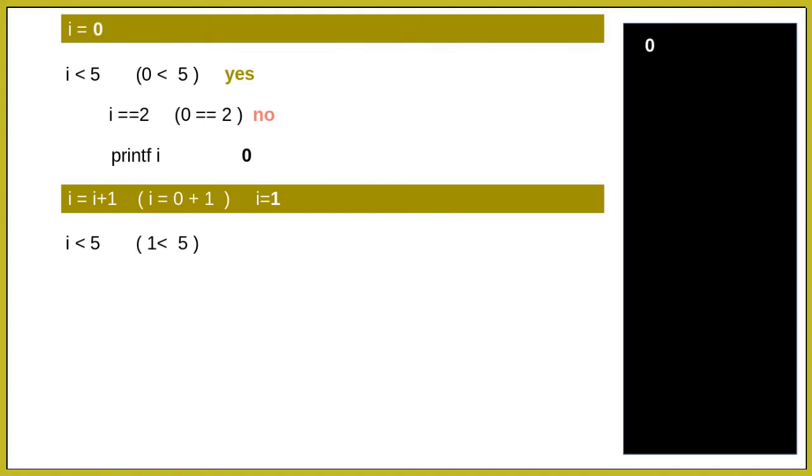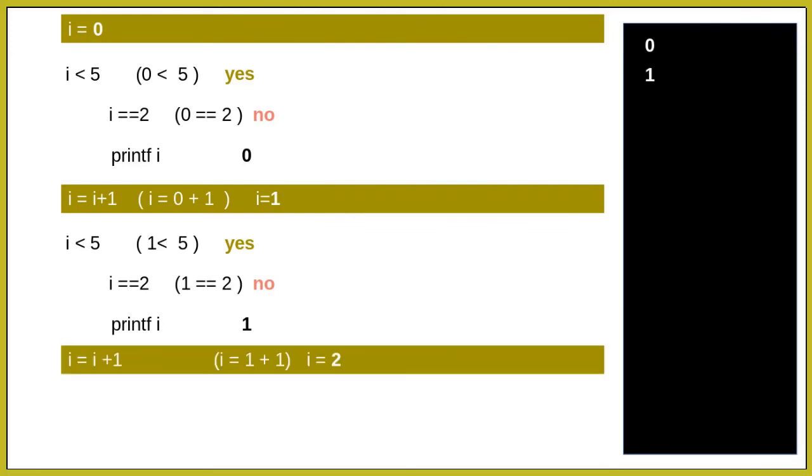It will test again if it's less than 5. It's the case. Test if it's equal to the value of 2. No. So now it prints the value of y, which is equal to 1 now. It will increment y again. Now it's equal to 2.